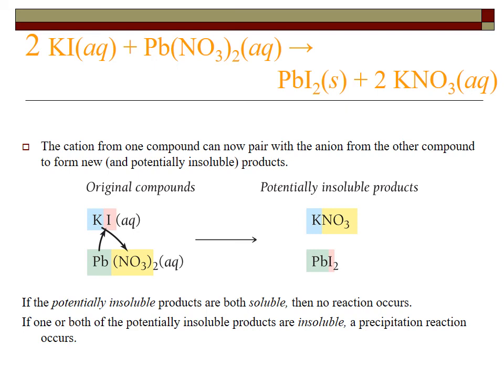So the cation from one compound can now pair with an anion from another compound to form a new and potentially insoluble product. Okay, so what we have here is what we call a double displacement reaction. We'll get to these reaction types a little later on in this chapter. But the potassium goes with the nitrate and the lead goes with the iodine.